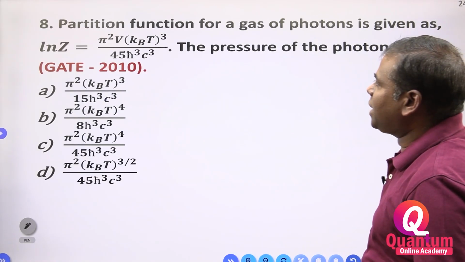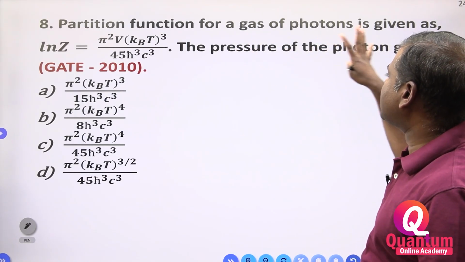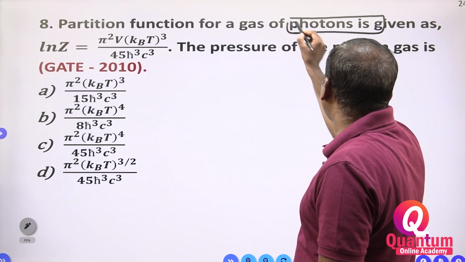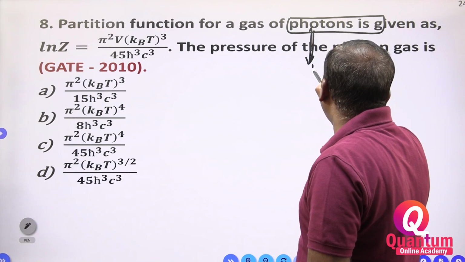Now we will see the next question. The partition function for a gas of photons. This photon gas is nothing but a blackbody radiation gas.